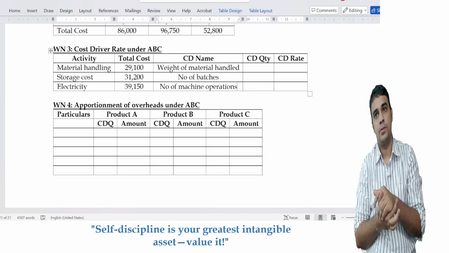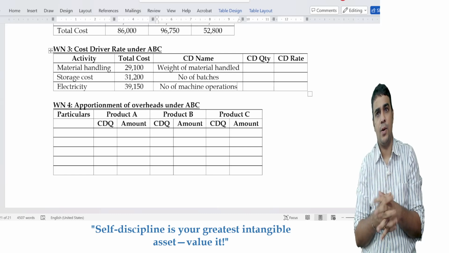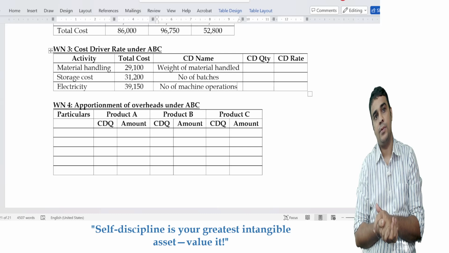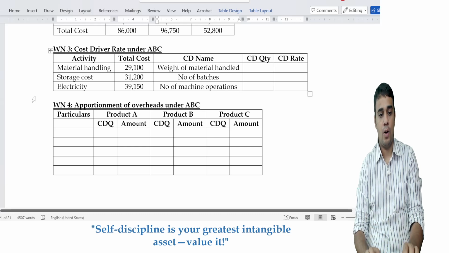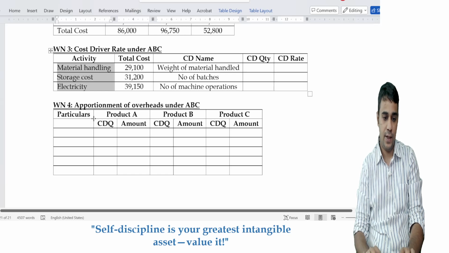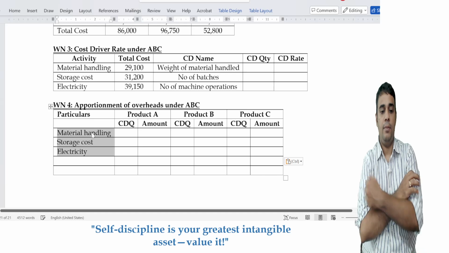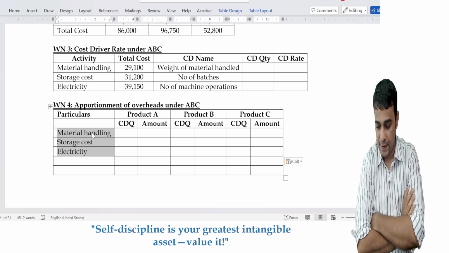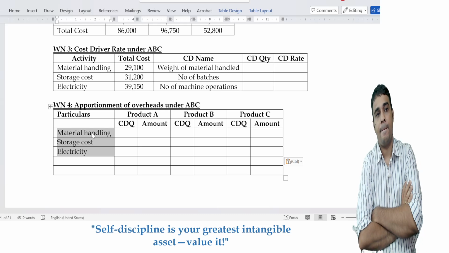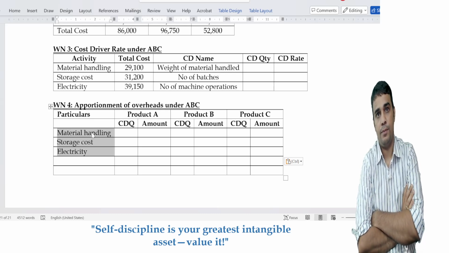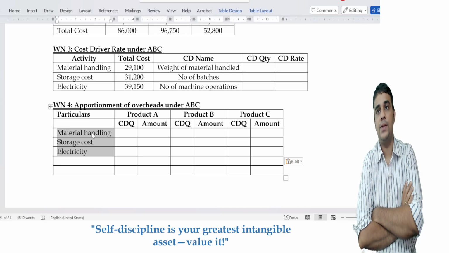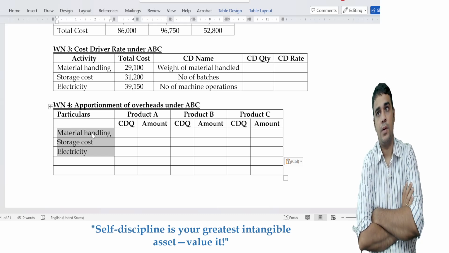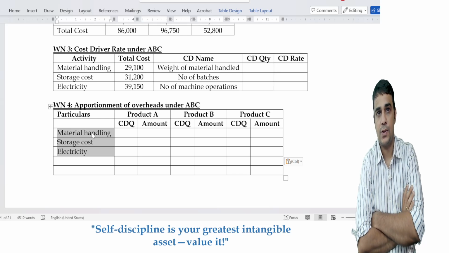Clear? It's straight away given in the question. There will be problems where this could be a little tricky also. In this question, it is straight away given. Clear? Copy paste these three activities in the next column, next working note. Material handling, storage, and electricity.